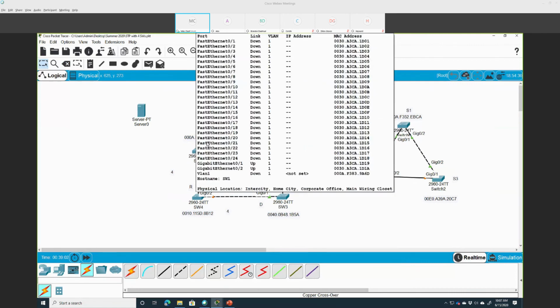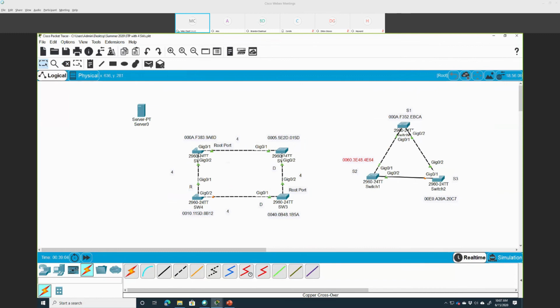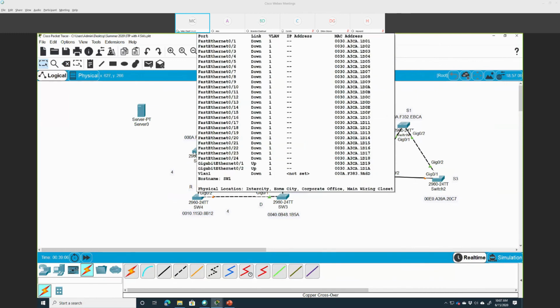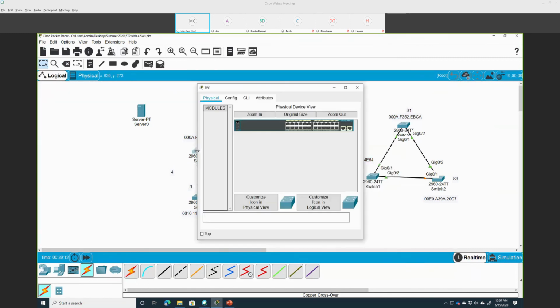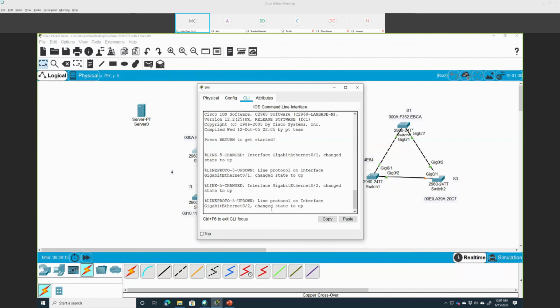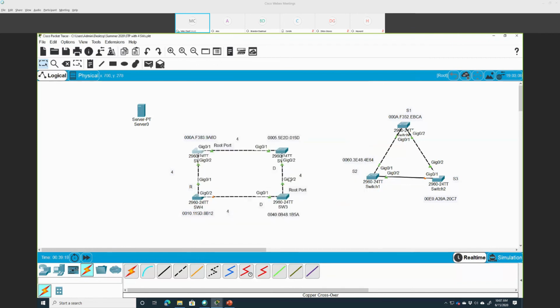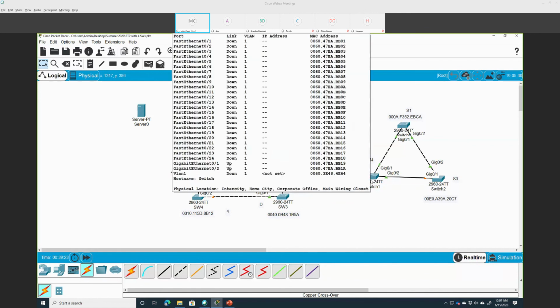I don't have to update the firmware, but I want to make this one the root bridge. So I'll do it on this one here, because there are too many routers and switches to do it in here. Let's make this one the root.